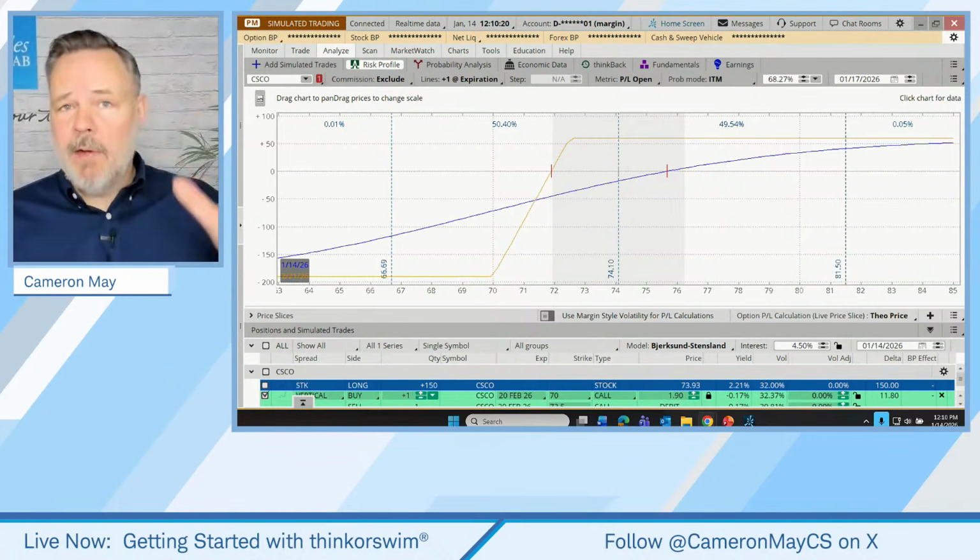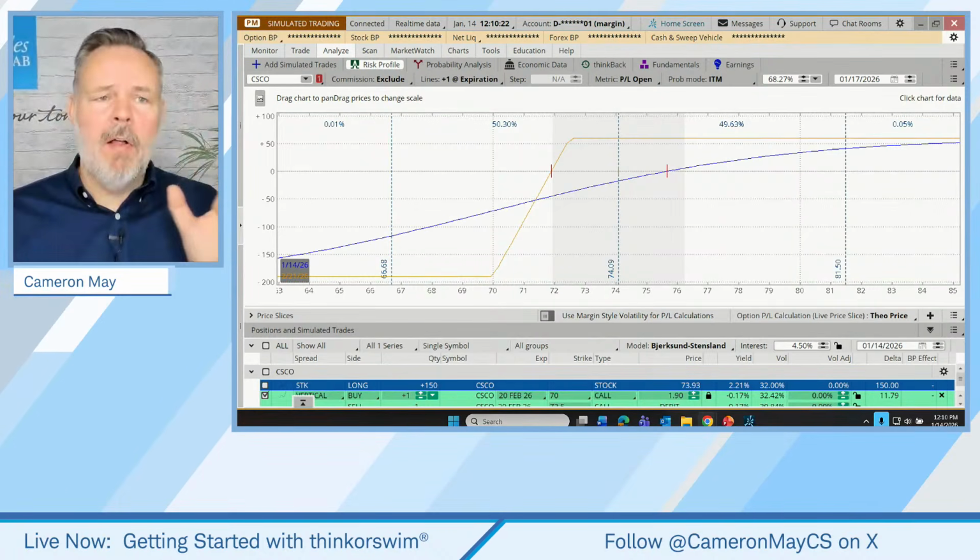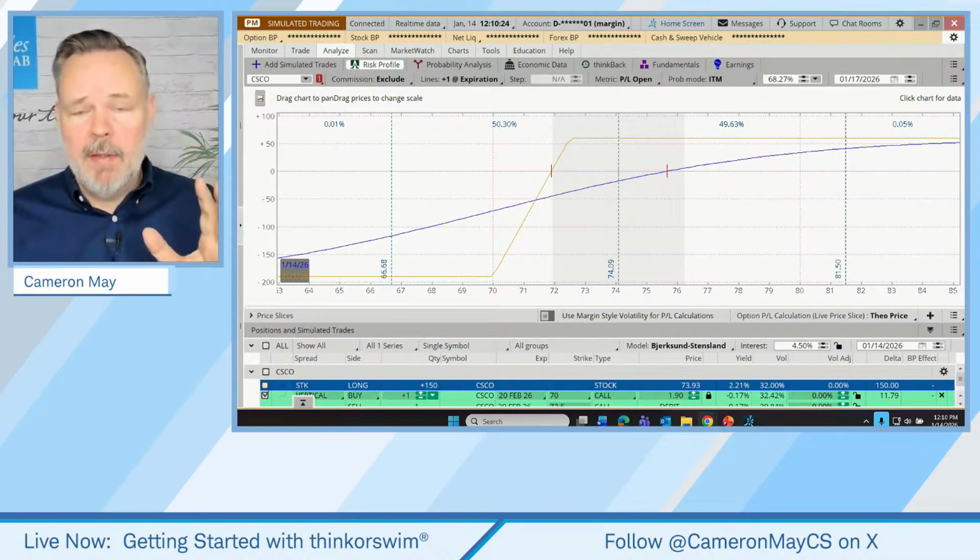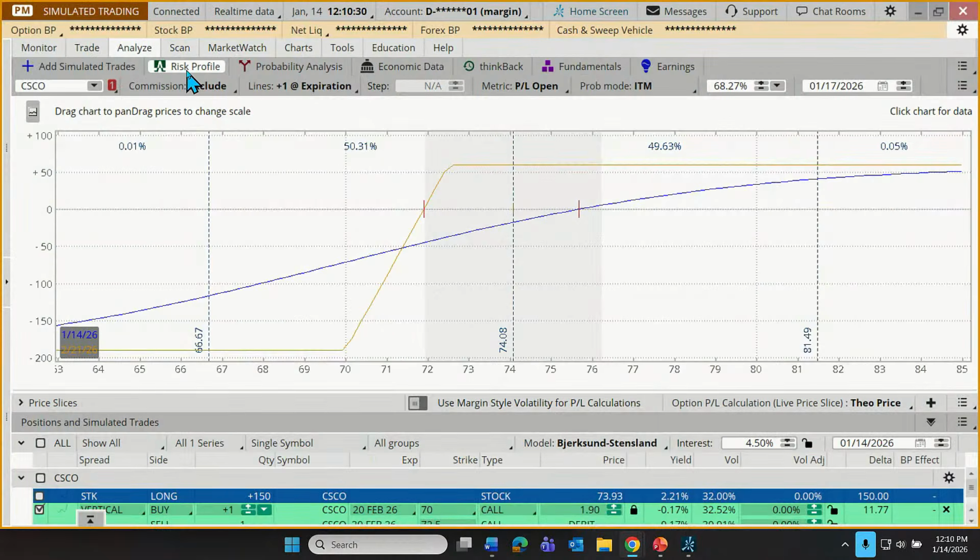And yes, there can be a learning curve. It can be a little bit intimidating, but all we've done to this point is structure a trade and then load it into the risk profile. Now, if we've already placed a trade, we could just go to the risk profile and type in the symbol and it would automatically populate there. But in any case, let's acquaint ourselves with this tool.